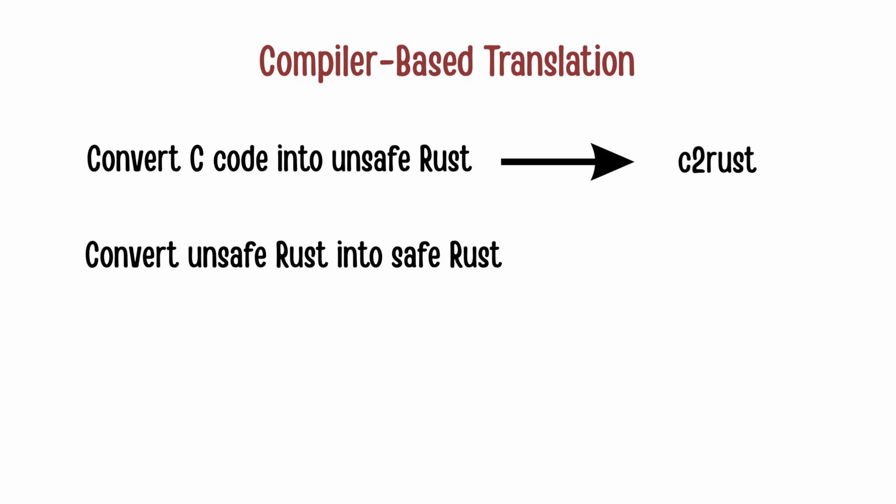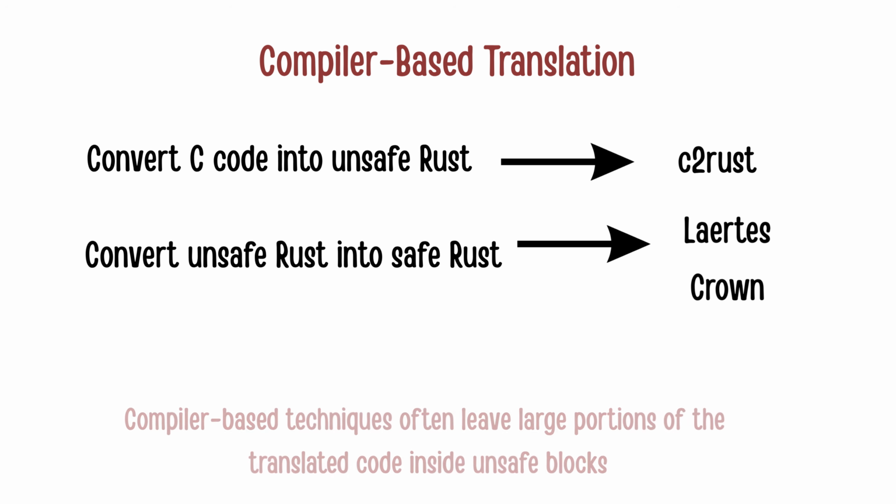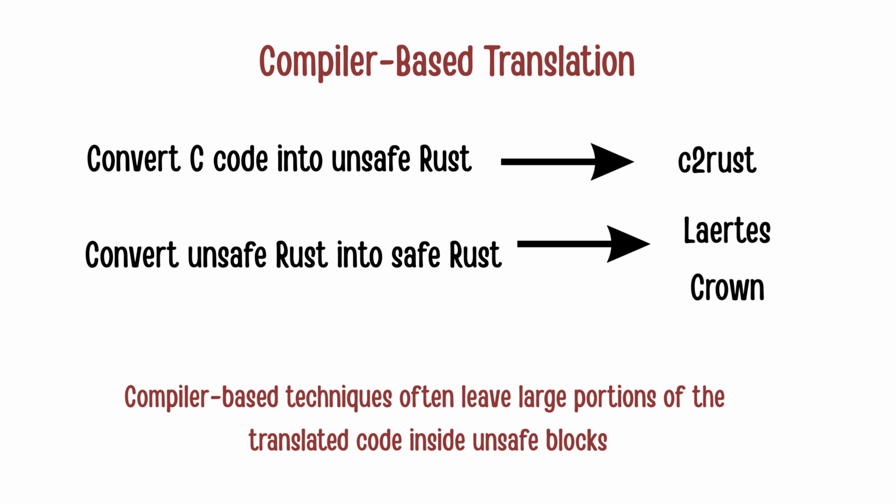The difficult part is converting that unsafe Rust into fully safe Rust. Several research tools such as Laertes and Crown try to analyze ownership relationships and automatically replace raw pointers with safe Rust references. Unfortunately, these approaches still have significant limitations. For example, previous studies report that the vast majority of raw C pointers simply cannot be converted into safe Rust references automatically. This means that compiler-based techniques often leave large portions of the translated code inside unsafe blocks.